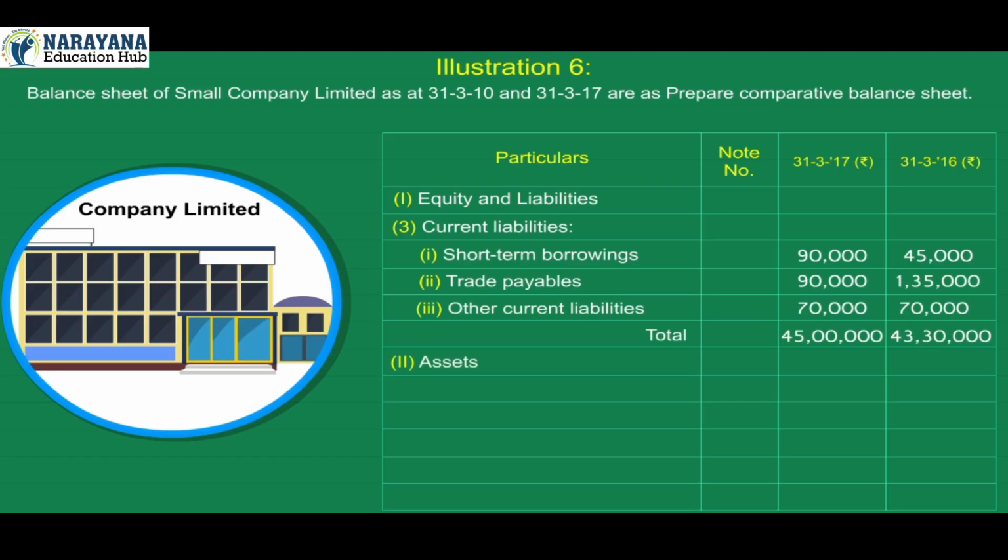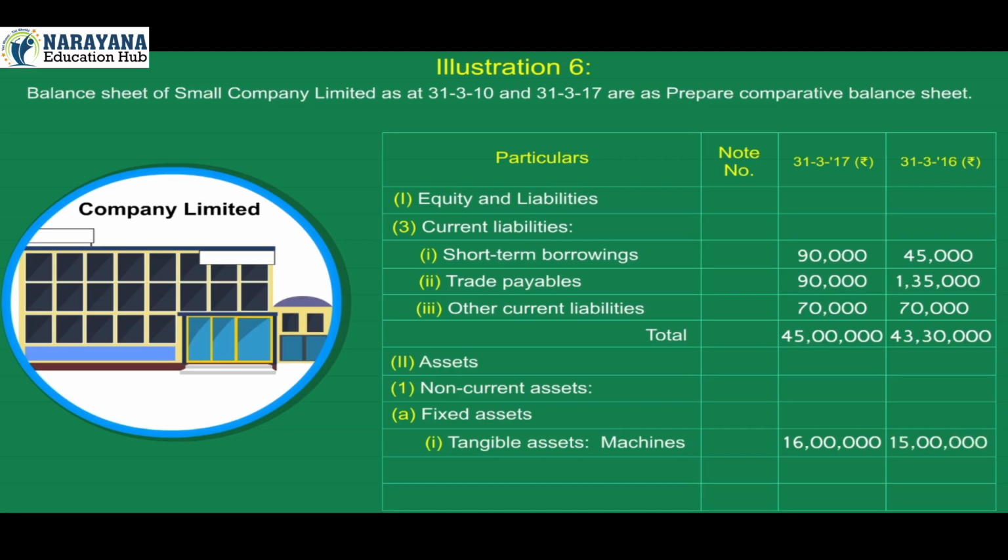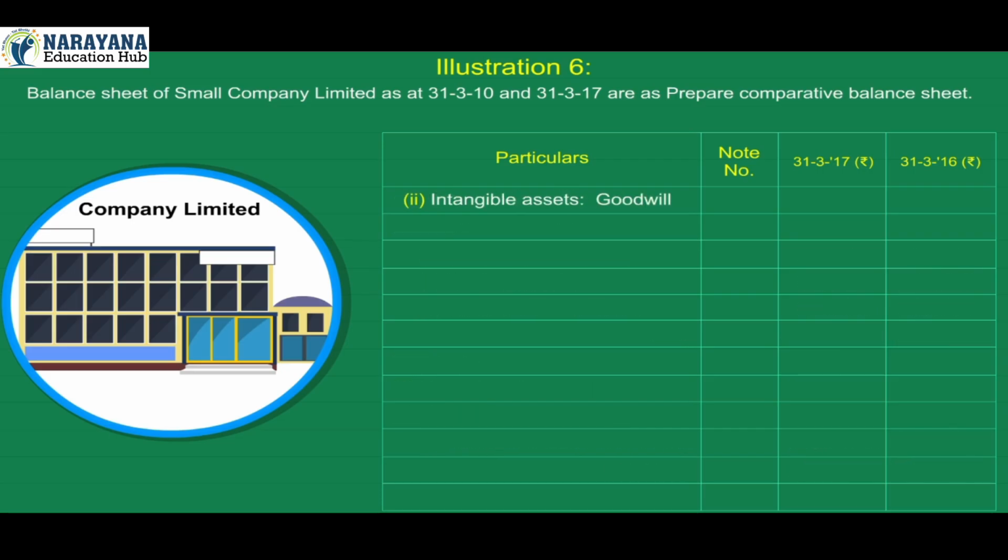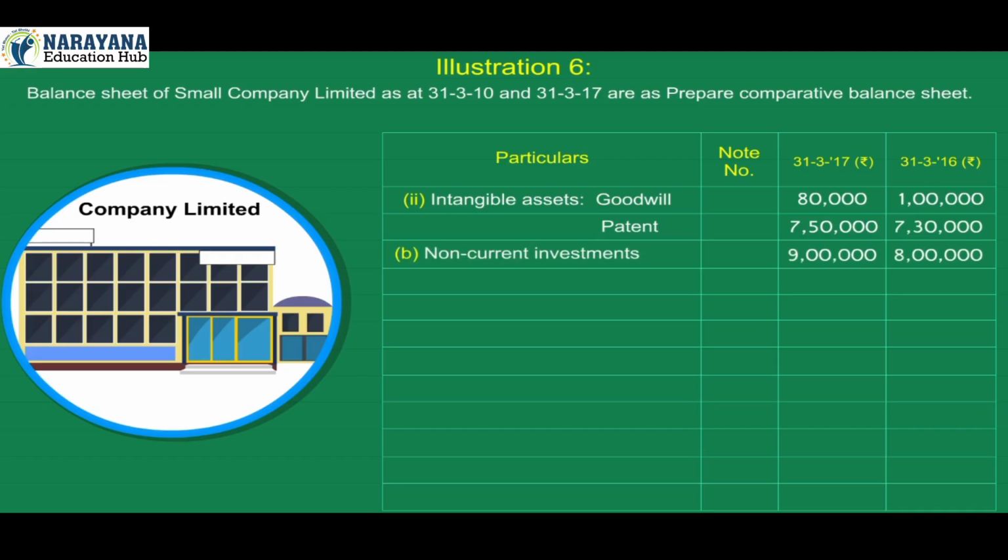Number 2. Assets. 1. Non-current assets. A. Fixed assets. 1. Tangible assets. Machines 16 lakh, 15 lakh. Furniture 6 lakh, 5 lakh. 2. Intangible assets. Goodwill 80,000, 1 lakh. Patent 7 lakh 50,000, 7 lakh 30,000. B. Non-current investments 9 lakh, 8 lakh.